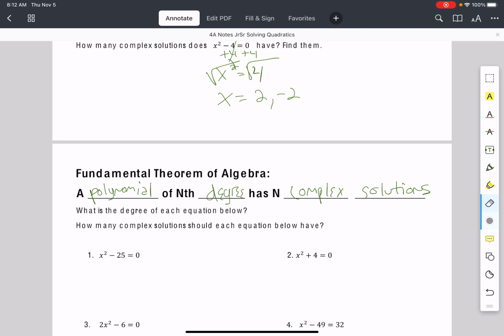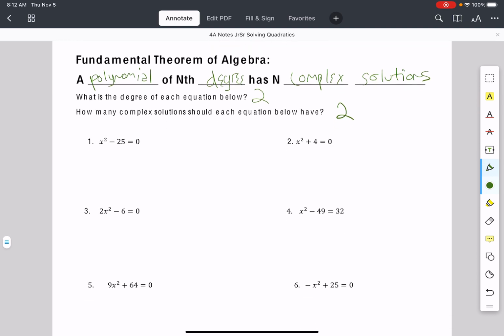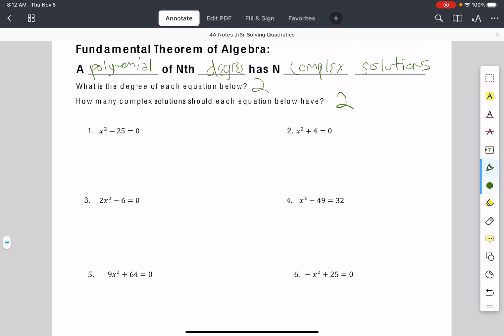So what is the degree of each equation below? Take a look. What's the degree of every equation below? 2. Okay. And so how many complex solutions should each one have? 2. Okay. All right. We're going to do a couple more, and then we'll do 1 or 2 more together, and then I'm going to have you guys answer these, and then we're done. I'll do the evens with you, and then you can try the odds. So what's the first step on number 2?